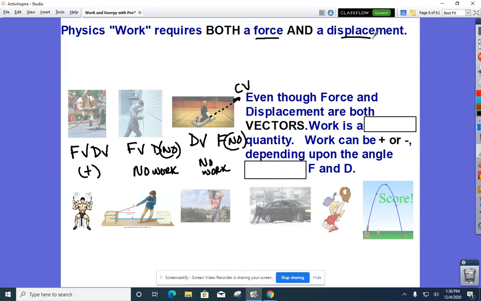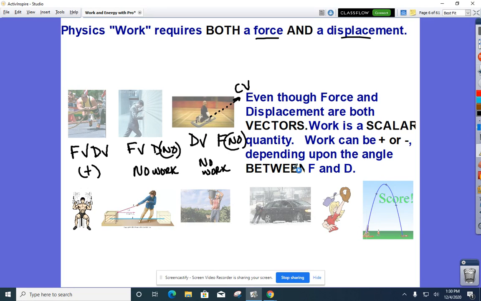Now, even though force and displacement are vectors, they have directions associated with them. Work is a scalar quantity. It has no direction. Thank goodness, because vector quantities are somewhat hard to work with. Work itself is actually scalar.